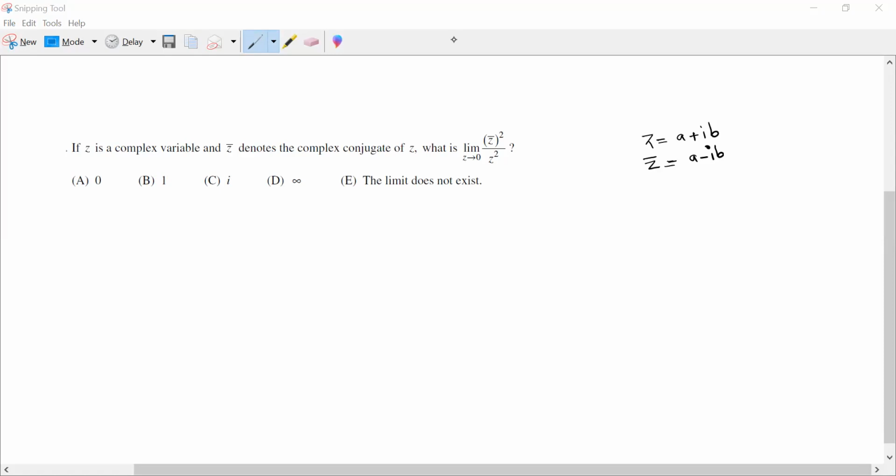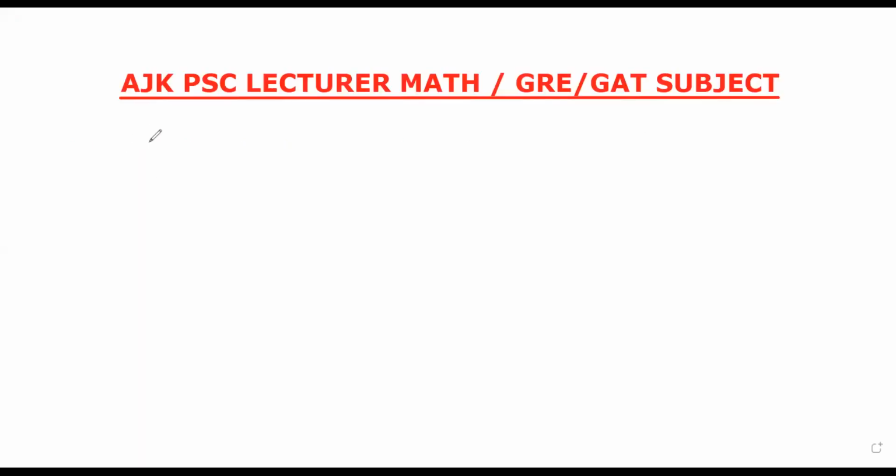So first of all, it's a very important question and appears many times in the GAT subject, GRE International, and in the 221 AJK PSC lecturer mathematics exam. So we want to find this one, the limit as z approaches 0 of the conjugate of z squared over z squared, is equal to what?